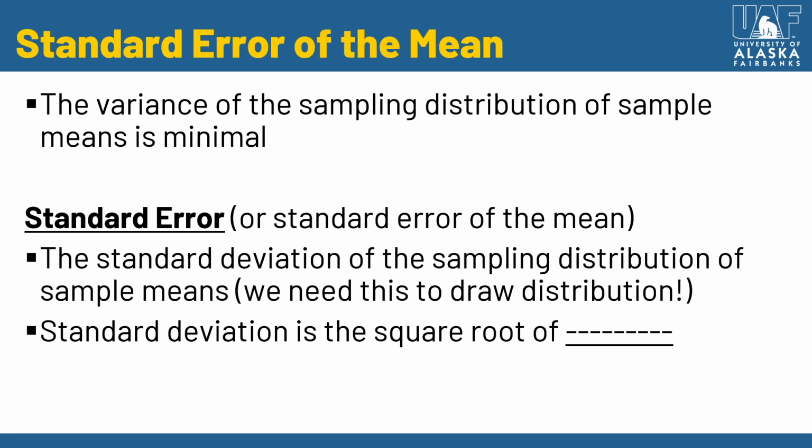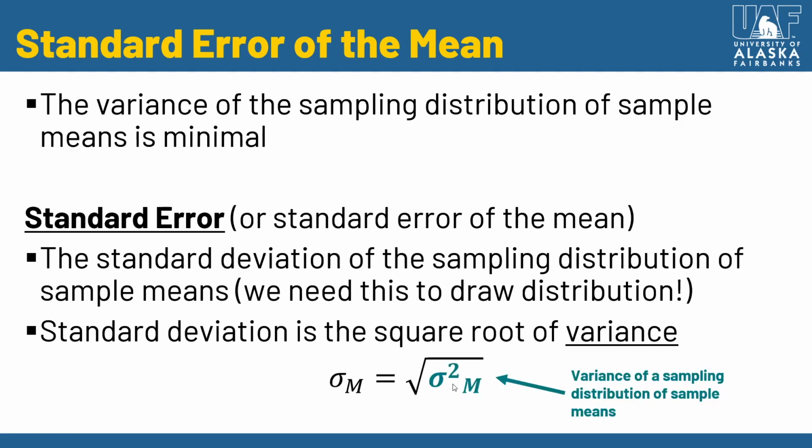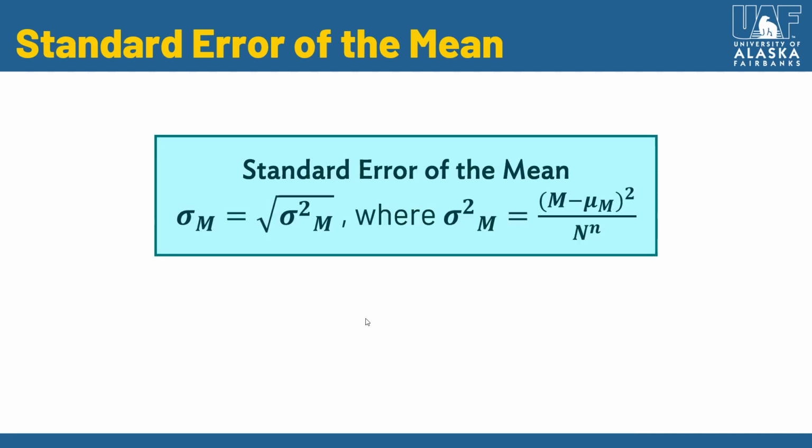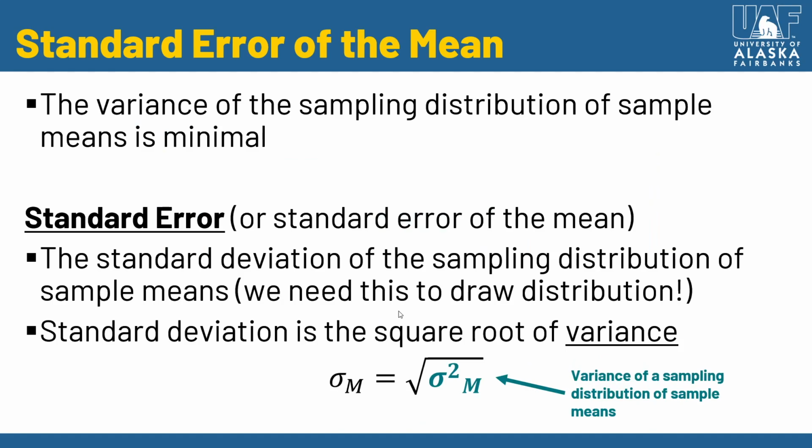Positive, you need more time. The answer is variance. And so the formula for standard error looks like that of standard deviation, right? We're taking a square root of variance, except in this case, it's the variance of a sampling distribution of sample means. Confusing, I know. Like I said, just give it some time, you'll get there.